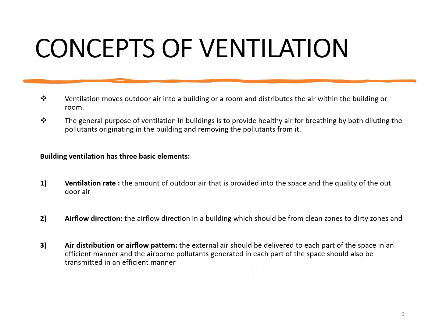Terms of ventilation. Ventilation moves outdoor air into a building or a room and distributes the air within the building or room. The general purpose of ventilation is to provide healthy air for breathing by both diluting the pollutants originating in the building and removing the pollution from it. It has three basic elements as said before: rate, airflow direction, and distribution. The amount of outdoor air provided into a space is the ventilation rate. The direction in the building should be from clean to dirty, and distribution should be such that the external air is delivered to each part of the space in an efficient manner, and pollutants generated are also transmitted efficiently outside.